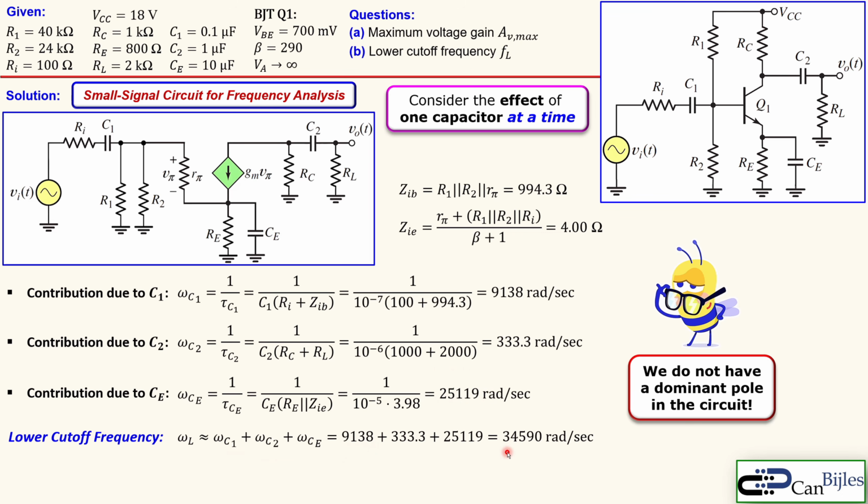But now we need to add them up, and then we come up to this 34,590 radians per second. If you now convert that into hertz, you just divide by 2 pi, you get here now almost 5.5 kilohertz. That's the result from our analysis using the separate contributions of each capacitor.